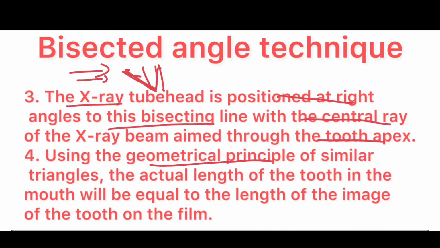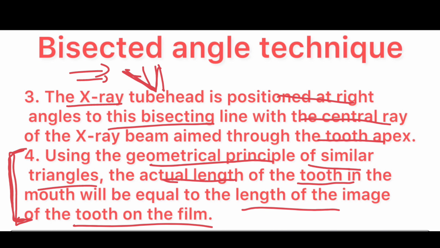Using the geometrical principle of similar triangles, the actual length of the tooth in the mouth will be equal to the length of the image on the film. So this is the principle of bisecting angle technique. How does bisecting angle work? The principle is based on the geometrical principle of similar triangles. If two similar triangles are there, the image will be equal to the line bisecting these two triangles.